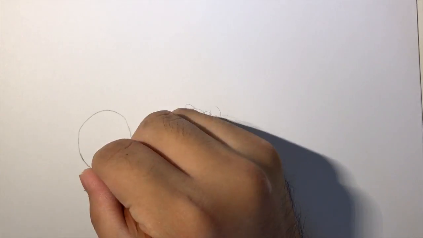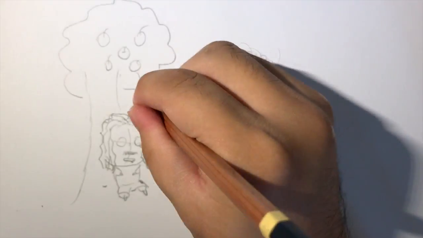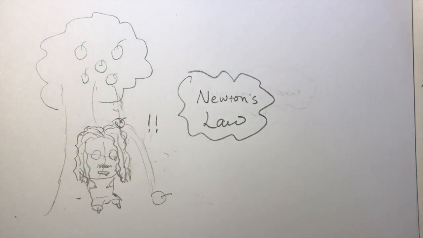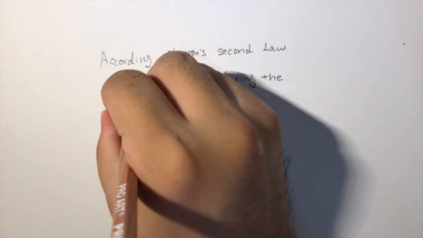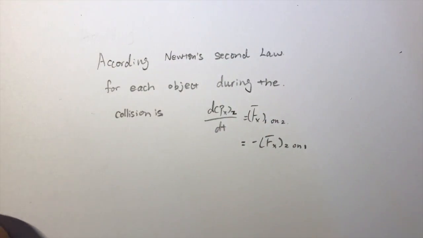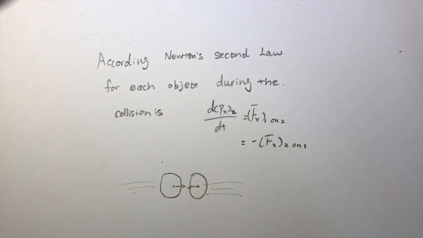Well, as we know, there are some connections between momentum and Newton's law. Alright, let's get back to Newton's law. According to Newton's second law, for each object during the collision, dp over dt equals F1 on 2 as well as negative of F2 on 1.